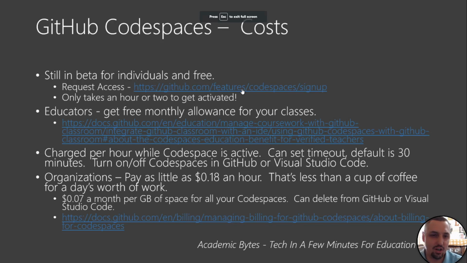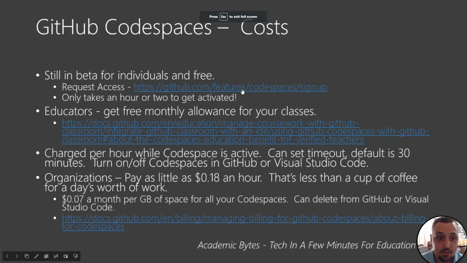All right, so what about the costs? Well, good news. It's free for you individuals while it's still in the beta. And there's a form link right here for you to go to, super quick to fill out, and you'll get activated in under an hour. Educators, if you're not already part of GitHub Global Campus, you can still request this for yourself individually, and you'll get a monthly allowance for your classes.